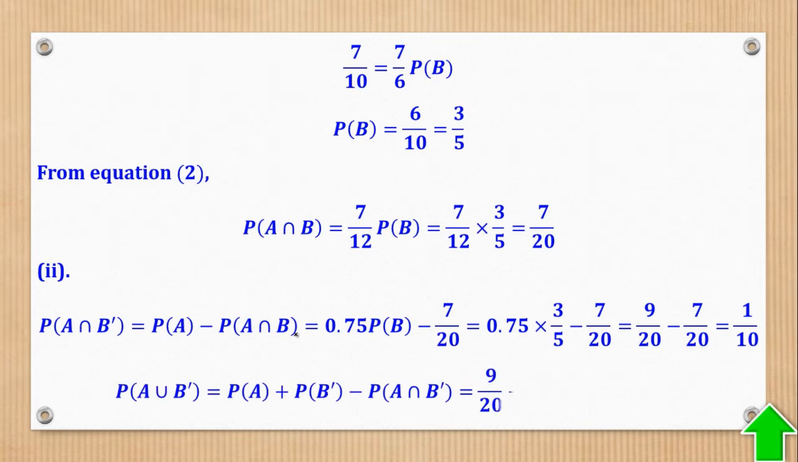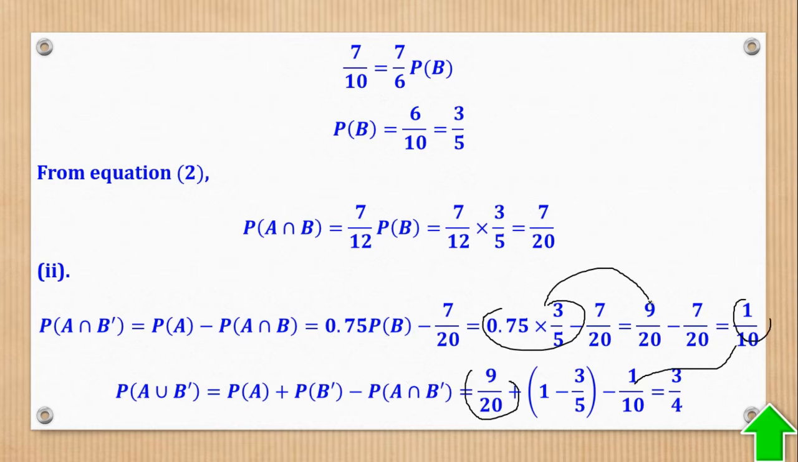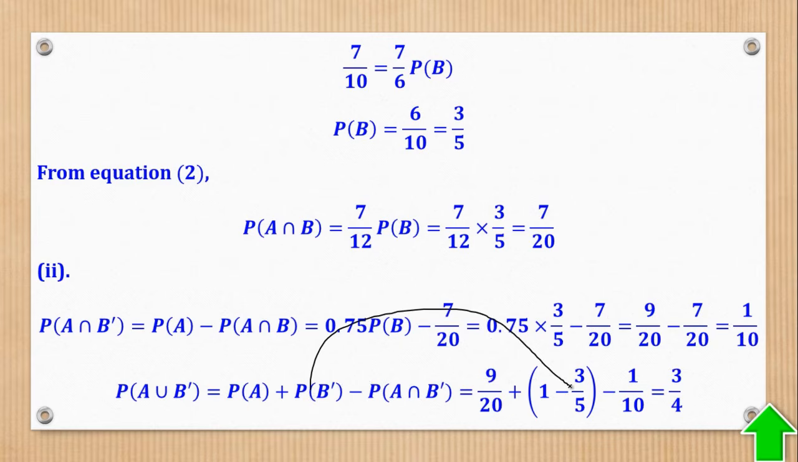So now that I've got the intersection, I can get the union. So probability of A plus probability of B complement minus probability of A intersection B complement. Where there is A intersection B complement, I'll put this. Where there is probability of A, I'll put this, because when I multiplied this, I came up with 9 over 20, which is probability of A. Then for probability of B complement, I'll say 1 minus probability of B to give you that. So in the end, I'll come up with 3 over 4 as the required answer.